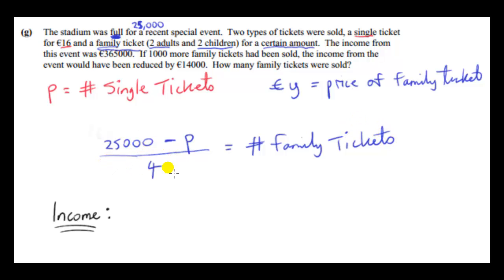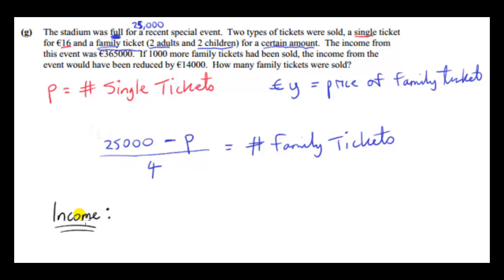So again, this expression gives us the number of groups of 4 people that make up the remainder of the stadium. So that's P single people removed, and these are the number of groups of 4. So we're talking about families here of size 4. So there's a ticket for each family.